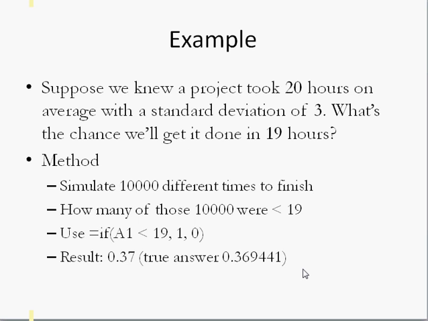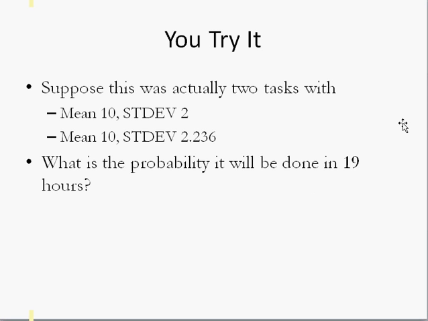Okay, so now that's great. Now this 20 and 3 we could have done using the direct method because it's fairly simple, but that's not always the case. So what if we have something a little more complicated, where it's actually two tasks? You have a task with a mean of 10 and a standard deviation of 2, and a different task with a standard deviation of 2.236 and an average of 10. When you add those two together, you get a new task that has an unknown distribution, but we can check whether the total comes in under 19 by simply adding the result of a draw. So we draw randomly from the first and draw randomly from the second, add them together, and check whether it comes in under 19.